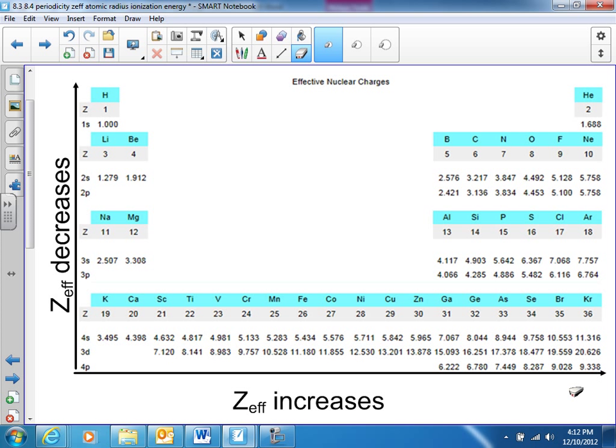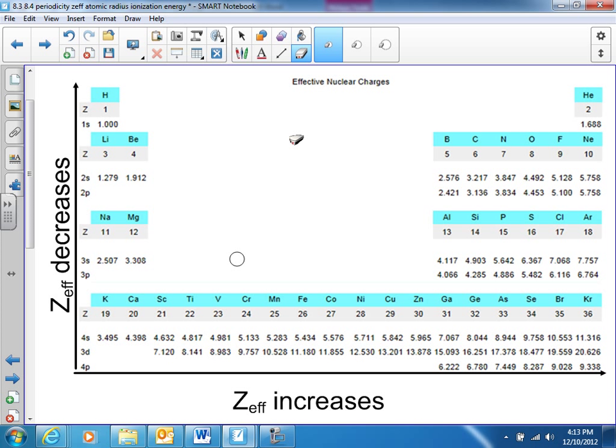That's because we're getting more protons. Now, one of the things that confuses students is when you go down the periodic table, notice potassium has 19 protons, and its effective charge that those 4s outer electrons are feeling is only 3.5, even though you have 19 protons. Many students think, well, why is that? That just seems really strange. But it actually makes sense when you think about inner core electrons versus the outer electrons.